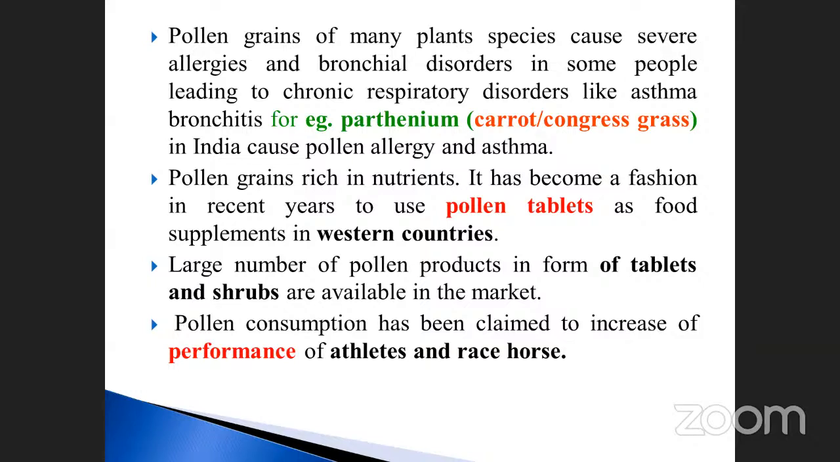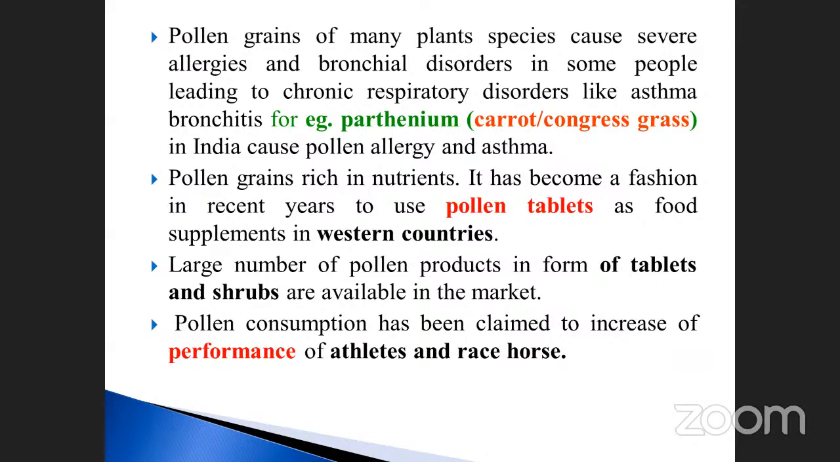Another one is carrot, and the carrot plant also has pollen grains. Those pollen grains also induce respiratory disorders. And another one is called Congress grass. These are all considered to cause severe allergies, bronchial disorders, particularly chronic respiratory disorders.